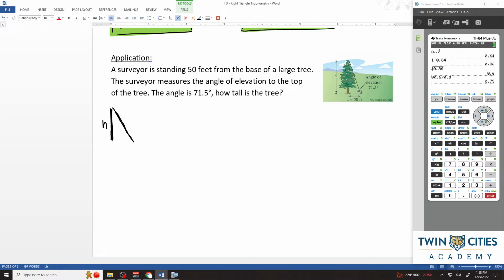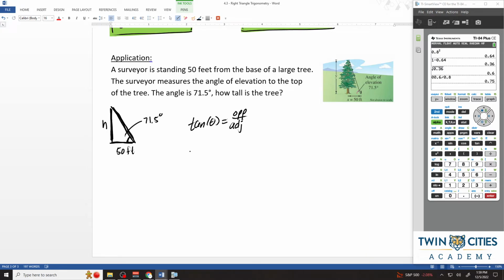And we've got a hypotenuse here, and then a leg here. We know that this leg is 50 feet, and that this angle right here is 71.5 degrees. We also know that if I'm working with specifically these two legs, this is the opposite side length over this is the adjacent side length. Tangent of theta is equal to the opposite over the adjacent.